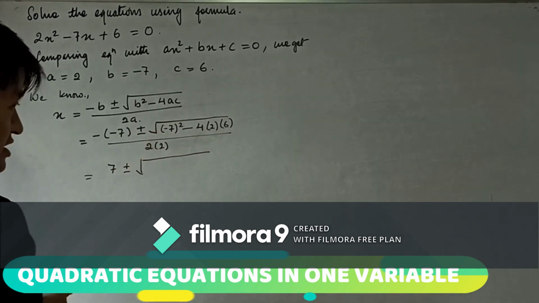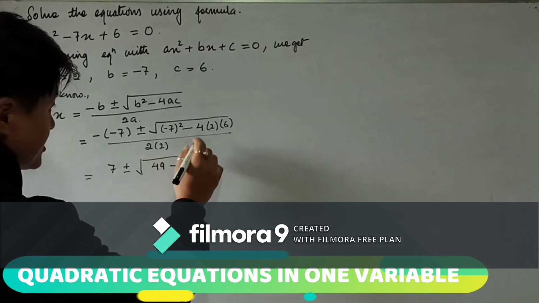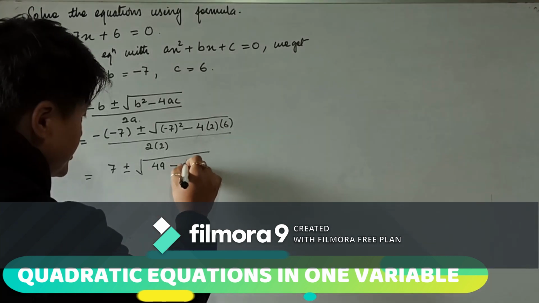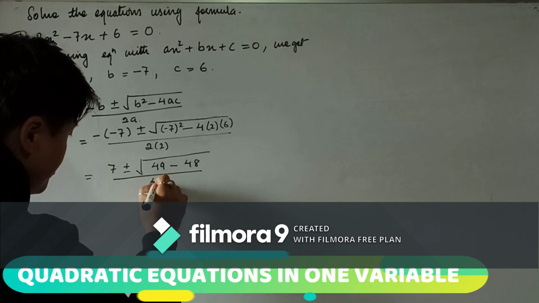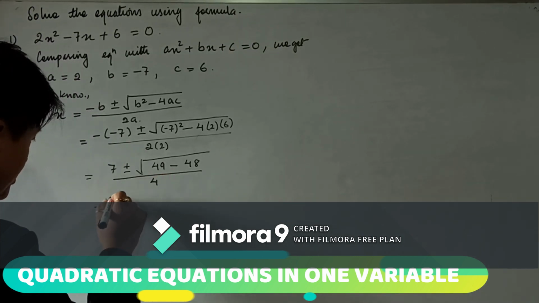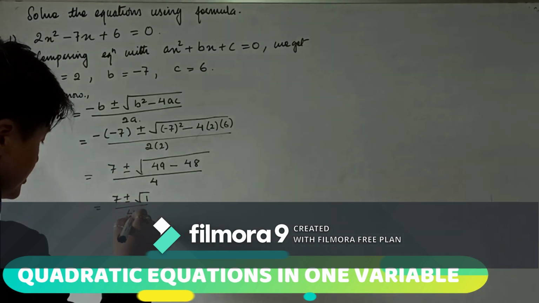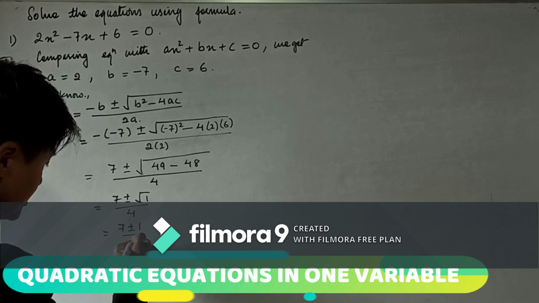When the power is even, the sign is always positive. This is 49 minus 4 2 are 8, 8 6 are 48 is here 2 2 are 4. This will get here 7 plus minus root under 1 divided by 4, and this is equals to 7 plus minus 1 divided by 4.